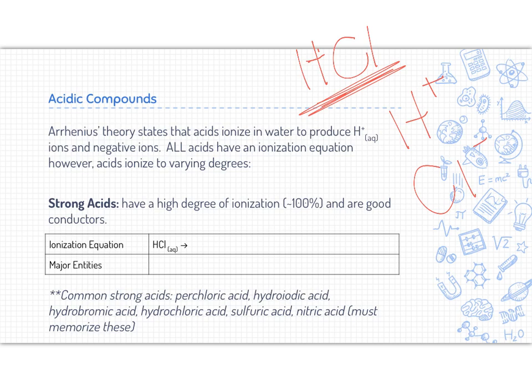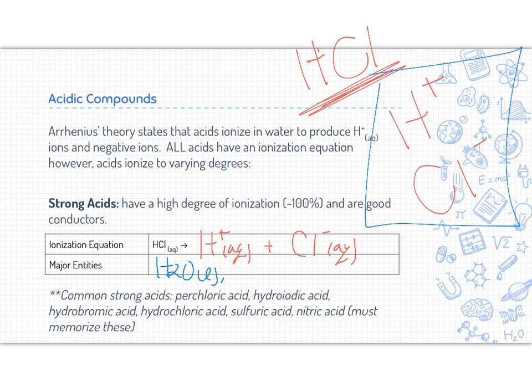So what we can say then is that they definitely ionize. They have an ionization equation. So H plus and Cl minus is what HCl will ionize into when we put them in water. Major entities, always listed, is water. And because if I were to zoom in, all I would see are these separated ions, my major entity will be H plus and Cl minus.